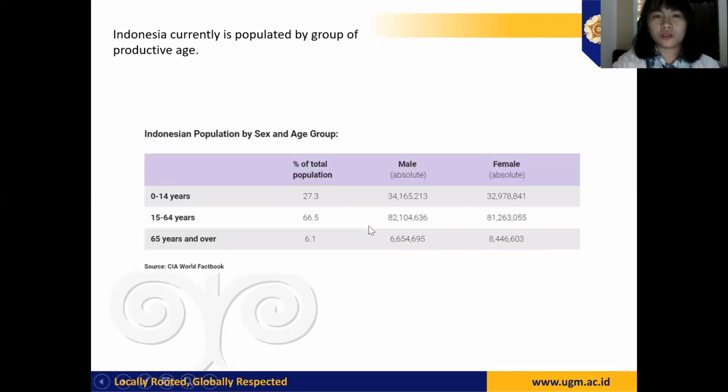And continuing, Indonesia is currently populated by the group of productive age, which is the millennial generation. As we can see here, people aged 15 to 64 years are 66.5% of the total population, which is good for the country because the country has a lot of high quality human resources, or we can say the millennial generation.